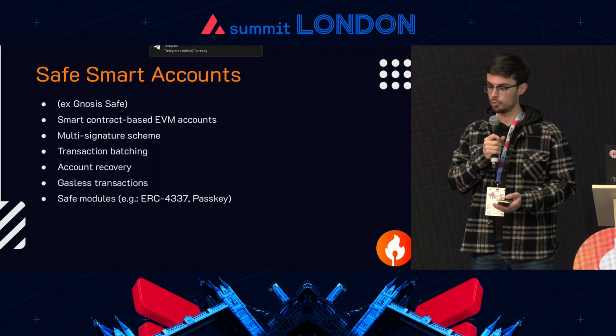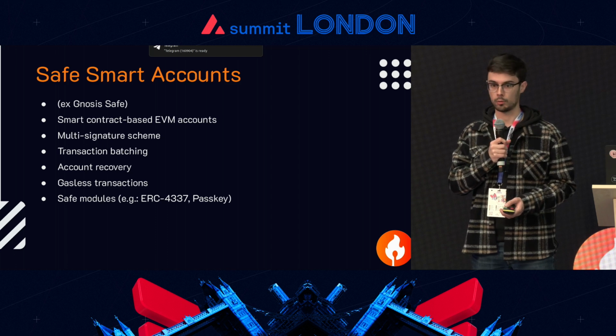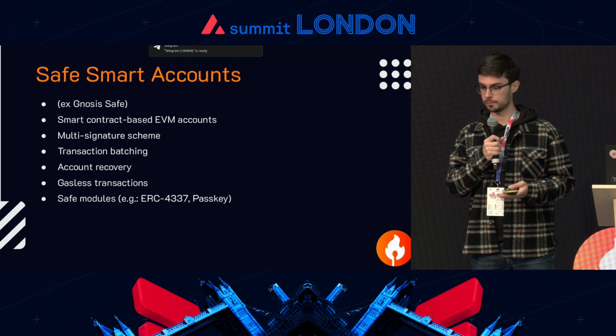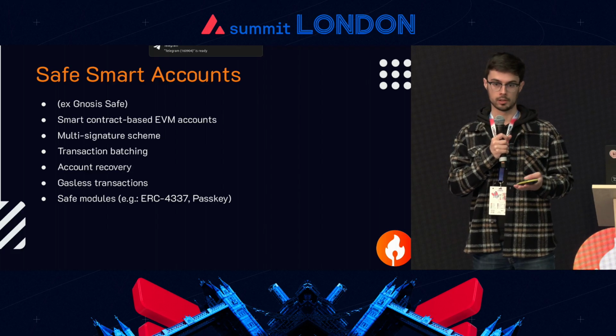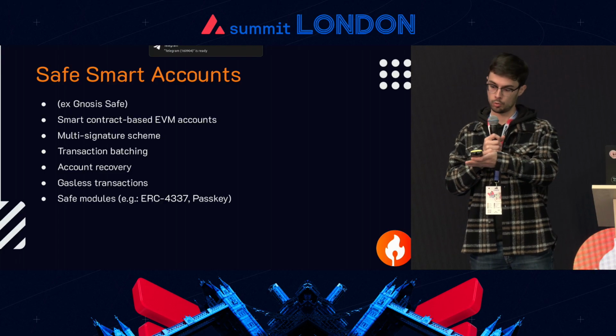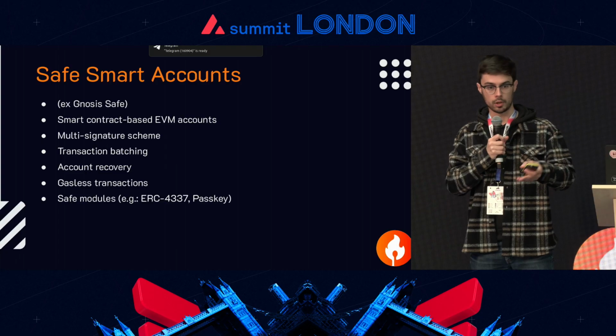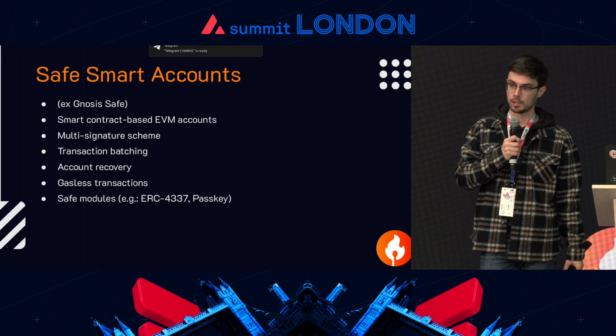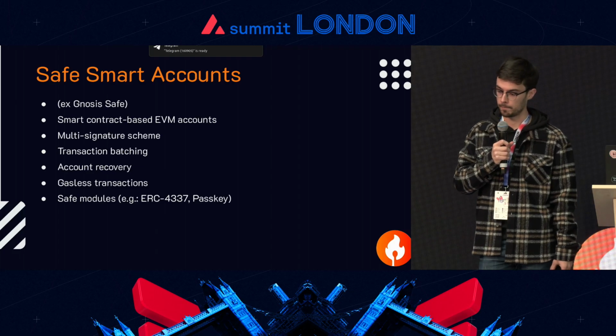I would say the two most important use cases on Avalanche L1s will be treasury management. So if you have a big amount of tokens on your L1 that you want to secure, you will need multisig. So you can have multiple people from your team signing transactions and securing the treasury.